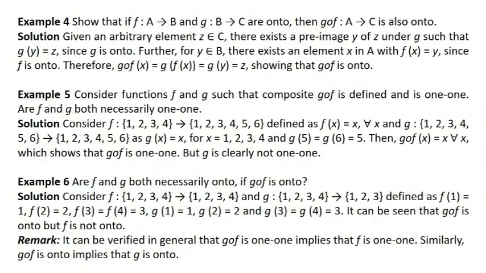Work out here. Show that if f maps A to B and g maps B to C are onto, then gof, A to C, is also onto.